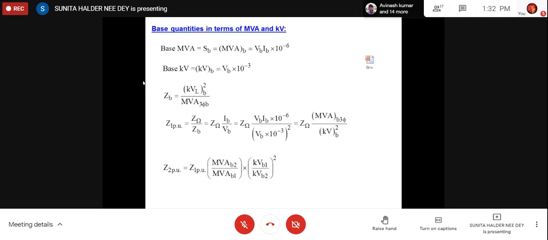Now, why have we gone through this chapter? What is the use of the per unit system? Actually, the aim was to represent a power system more comfortably, so that we can get a circuit and solve it. We can calculate voltage and current at different points, so that we can calculate transmission line loss, efficiency, all those things.